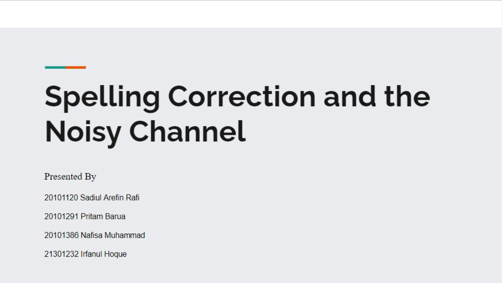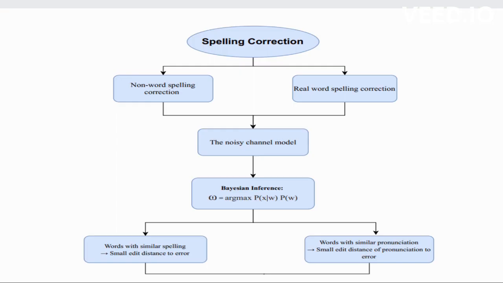Today we are going to give our presentation on the concept map of spelling correction and the noisy channel model. There are two kinds of spelling correction. One is non-word spelling correction and the other one is real word spelling correction. I'm Salil Arifin Rafi. In this presentation, I'm going to talk about non-word spelling correction. For this, we use the noisy channel model.